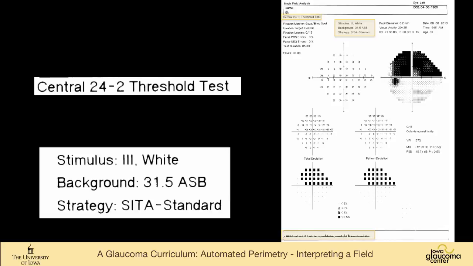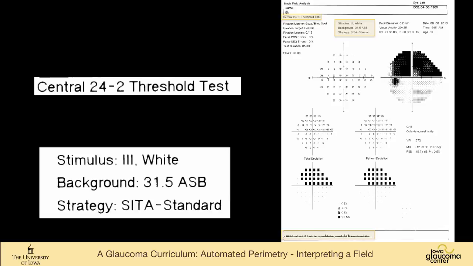But the usual test is a 24-2 that actually tests a little farther out here on the nasal horizontal. So it adds 6 degrees out here, so that it does look out farther there, but it drops off the 30-2 points in the far periphery because there's a lot of variability in those points. The stimulus size is 3. That's variable. We'll talk about that.